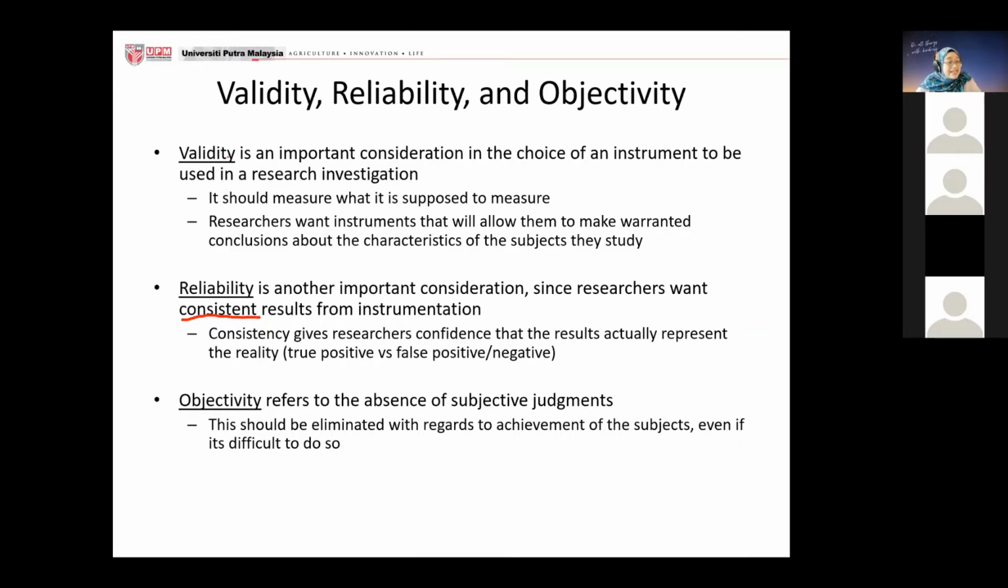So valid, just think about the root word here. Here is valid, and here is reliable. So you want your instruments to be valid. When we say valid, whatever you get from your instrument, the data that you get, it's actually the results that you are targeting. It's not actually measuring some other things. An easy example, just a question.